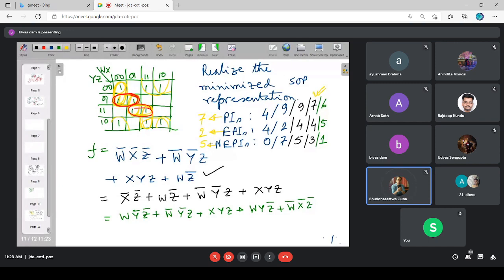Yes, sir. So now, what is the next step? We must include all the essential PIs in our function. Let me erase these things.